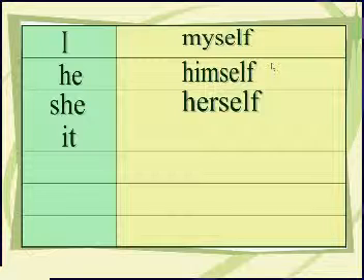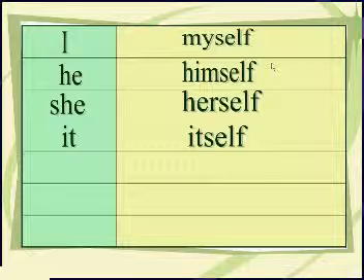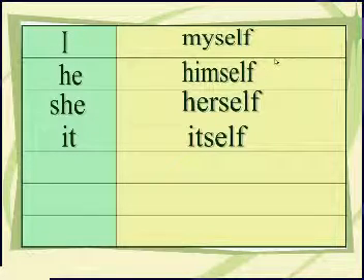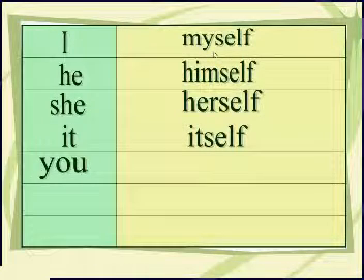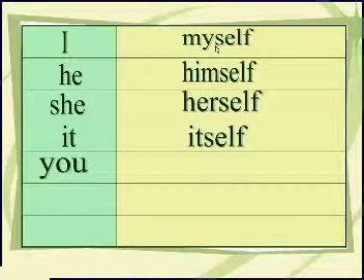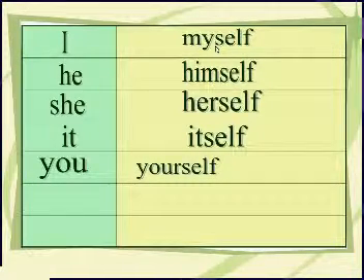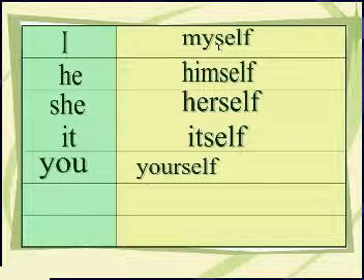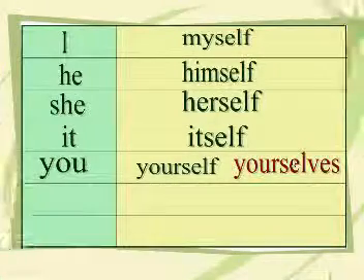It, of course, refers to a thing or an animal, not a person, and it's singular. So it, itself. And you, and notice that you can be used to refer to one person or a group of persons. If you're talking to one person, it's going to be yourself. You hurt yourself. And if you're talking to a group of persons, it's going to be yourselves. You hurt yourselves.